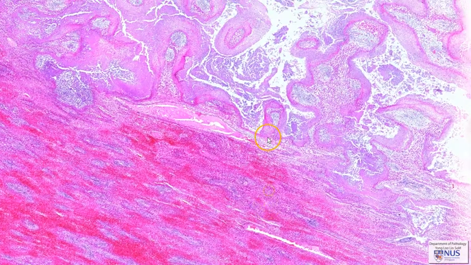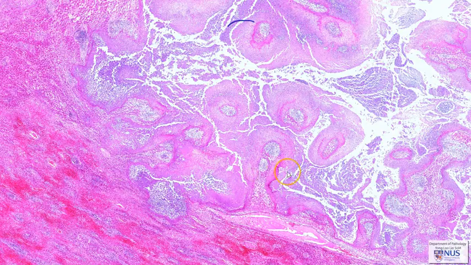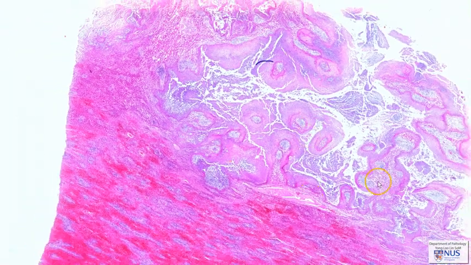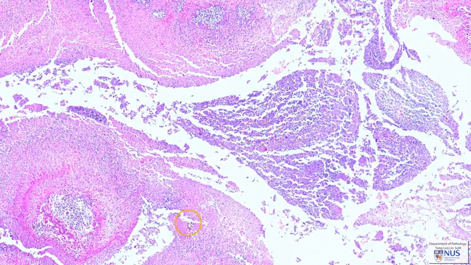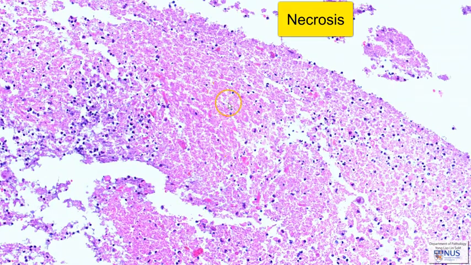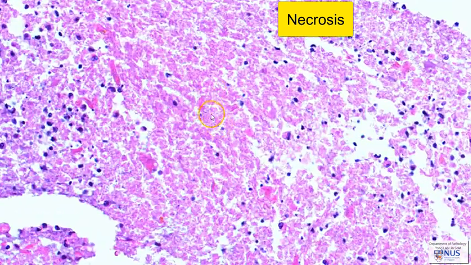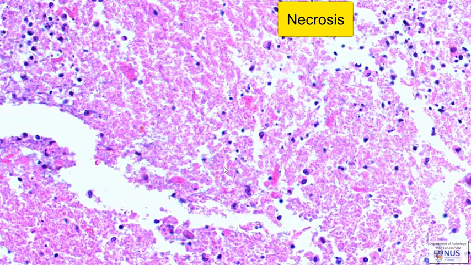Now moving towards the abnormal area, we can see here that the architecture of the liver is completely disrupted, and there is this area where the tissue appears very loose and amorphous. On higher magnification, we can see that there is a lot of granular necrotic debris. So all this granular material is actually necrotic material, and they used to be viable hepatocytes here.